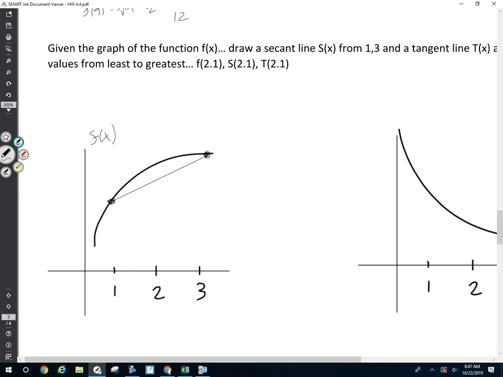Okay, so that's s of x. I got a tangent line at 2. Okay, here's my tangent line at 2. It looks like we got a mean value theorem situation where maybe the tangent line is parallel to the secant line. Sure. This is t of x. And I got my function f of x.